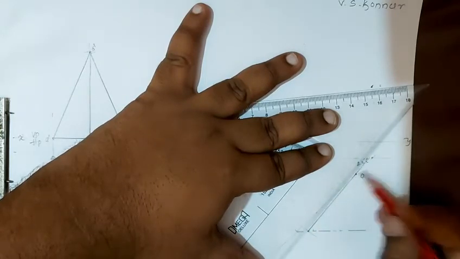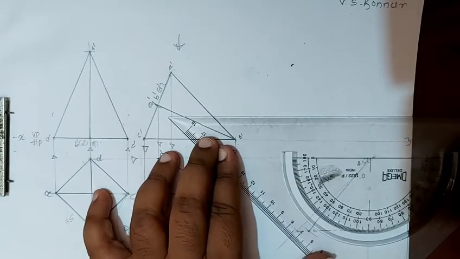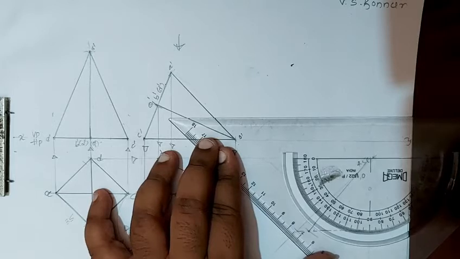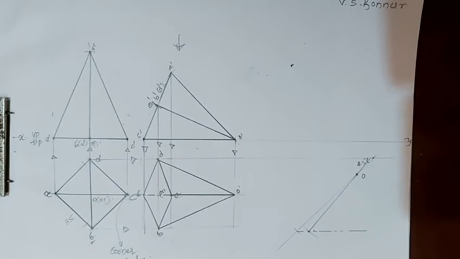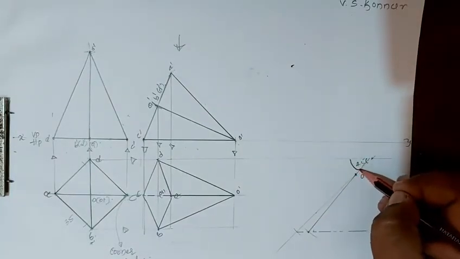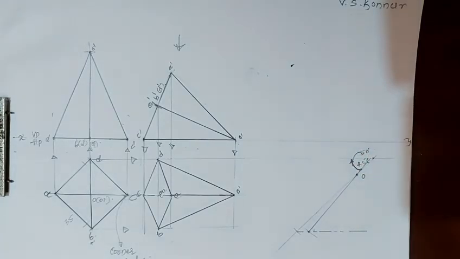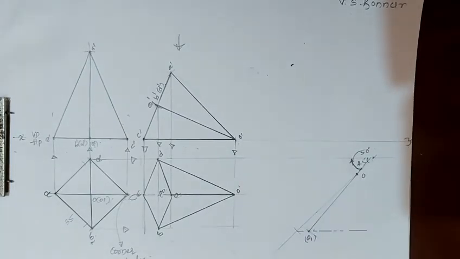We'll extend here and we'll measure the angle. It is around 50 degree. Right, around 50 degree we should get. Right, this angle should be 50 degree. You should get 50 degree after construction, and this point is called O1. Now we'll construct this complete part here.